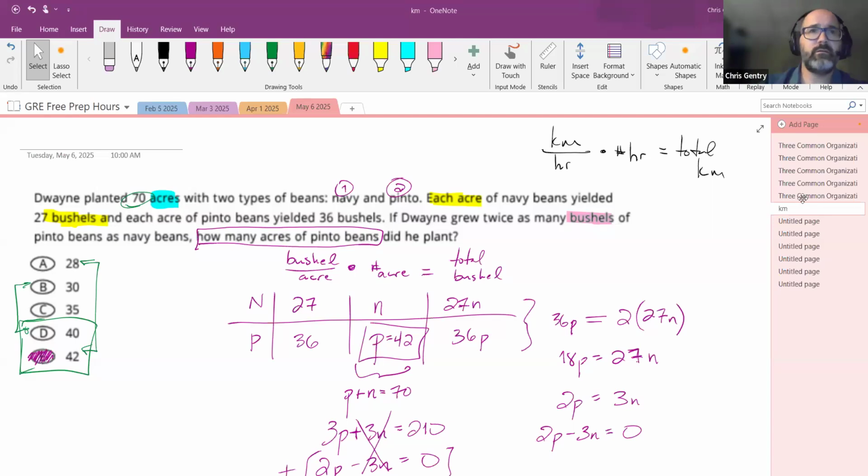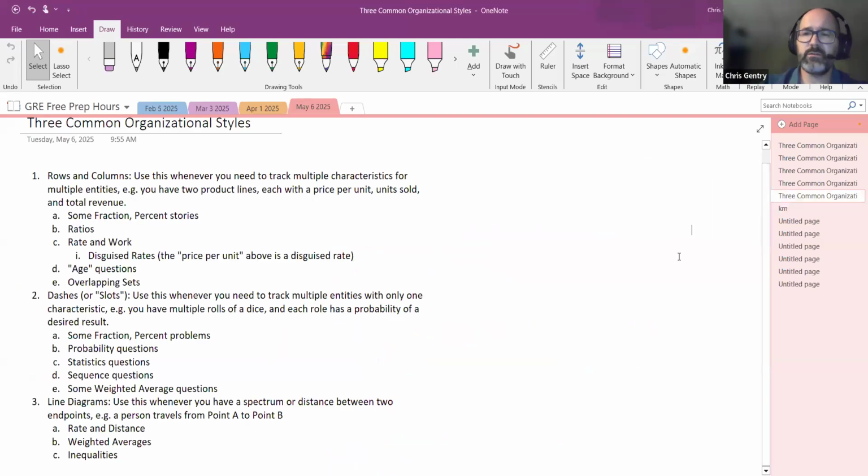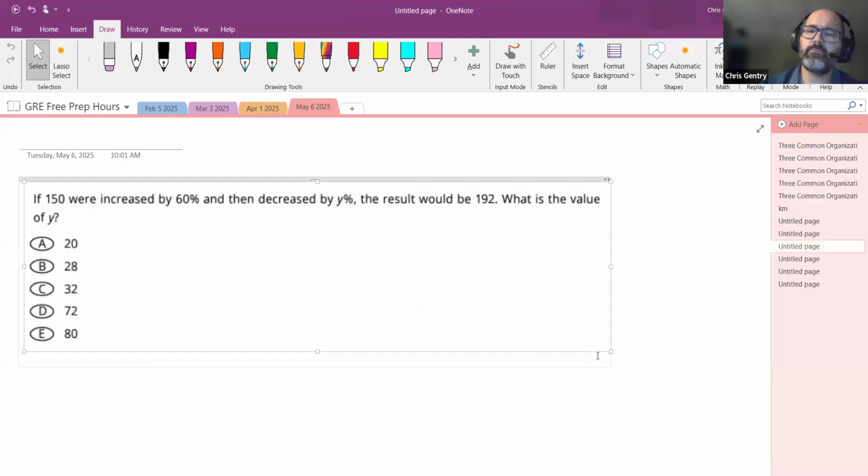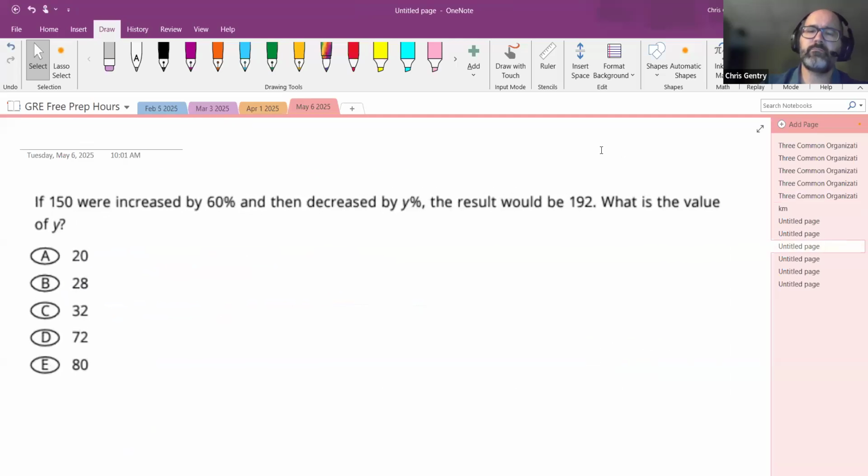All right, so now we have seen rows and columns. Let's take a look at one that would use a dashes style methodology here. Let's go here. Again, everyone take a few moments, give this problem a try, and we'll discuss when I call time. If you're done before I call time, let me know in the chat.